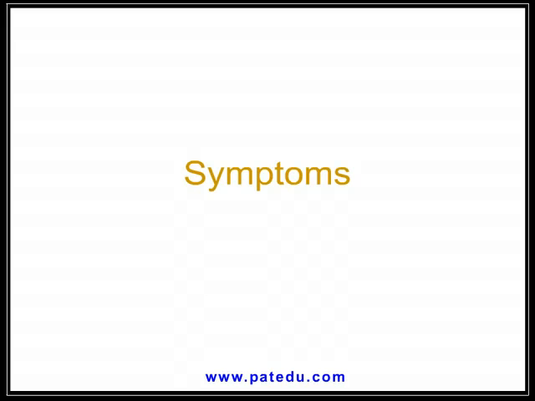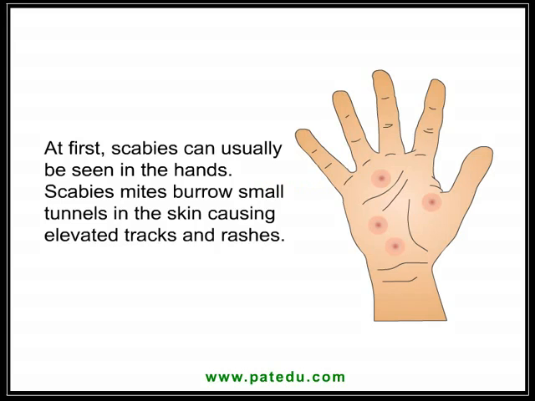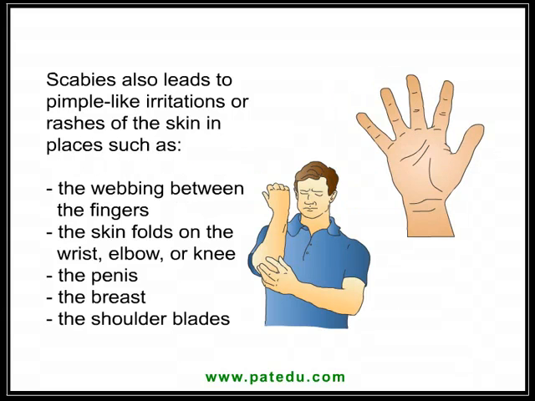Symptoms. At first, scabies can usually be seen in the hands. Scabies mites burrow small tunnels in the skin, causing elevated tracts and rashes. Scabies also leads to pimple-like irritations or rashes of the skin in places such as the webbing between the fingers, the skin folds on the wrist, elbow, or knee, the penis, the breast, the shoulder blades.